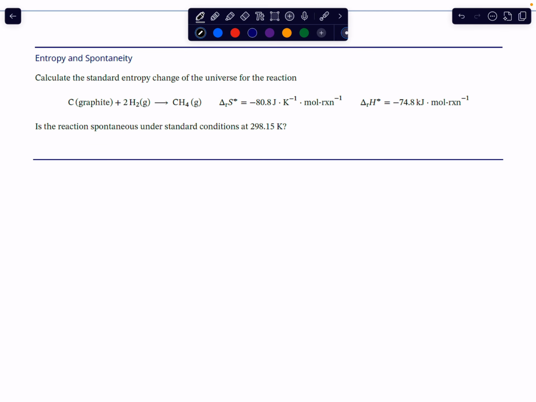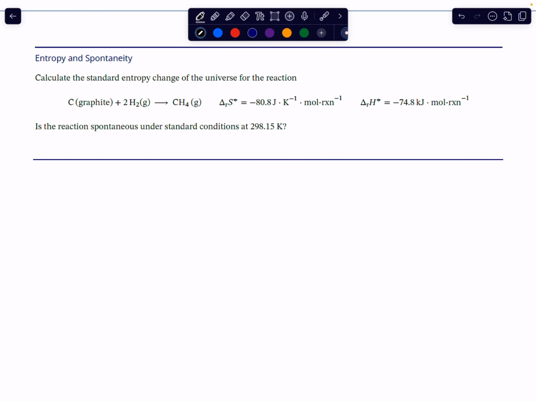Welcome everyone. In this example, I want to look at how to relate the entropy of the universe to spontaneity. Our specific example says to calculate the standard entropy change of the universe for the reaction given here. Some graphite reacts with hydrogen gas to form methane, and we're given the entropy change of the reaction and also the enthalpy change of the reaction. And we're asked, is the reaction spontaneous under standard conditions at 298.15 Kelvin?